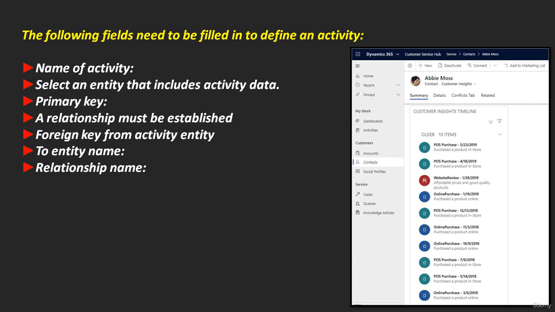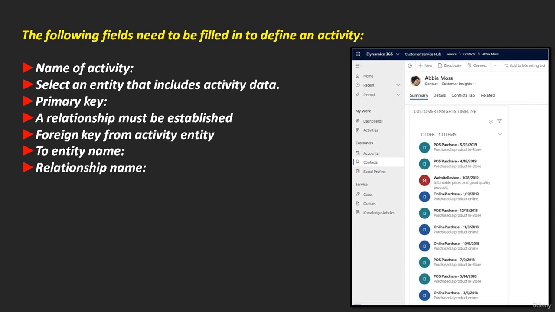So to connect your customer and activity data to the corresponding customer, you will need to configure the details in the Set up a relationship section. The foreign key from the activity entity means identify the field from the activity entity that will be used in the relationship. The related entity name specifies your activity entity's relationship with your entity. The relationship name specifies what the relationship is called.